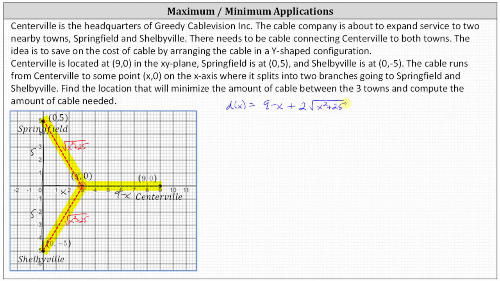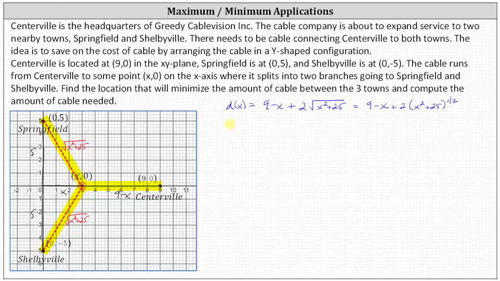We want to minimize d of x, so now we determine the critical numbers, which is where the derivative is equal to 0 or undefined. But before we do this, of course, to find the derivative, we need to write the square root using the rational exponent of 1/2. We'll write d of x as d of x equals 9 minus x plus 2 times the quantity x squared plus 25 raised to the power of positive 1/2.